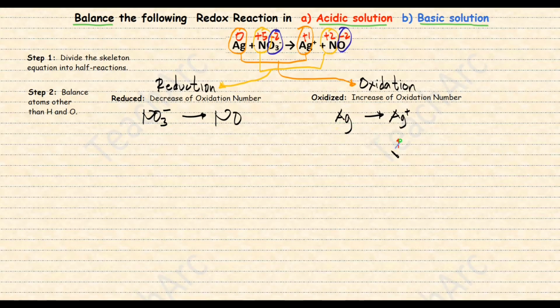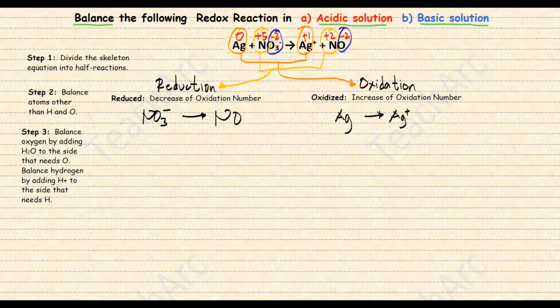Step number 3 is to balance oxygen by adding water molecules to the side that needs oxygen. Also, balance hydrogen by adding hydrogen ions to the side that needs hydrogen. In our reduction reaction, there are 3 oxygens on the left side and 1 on the right side. Therefore, the right side needs 2 oxygens. We can do that by adding 2 water molecules.